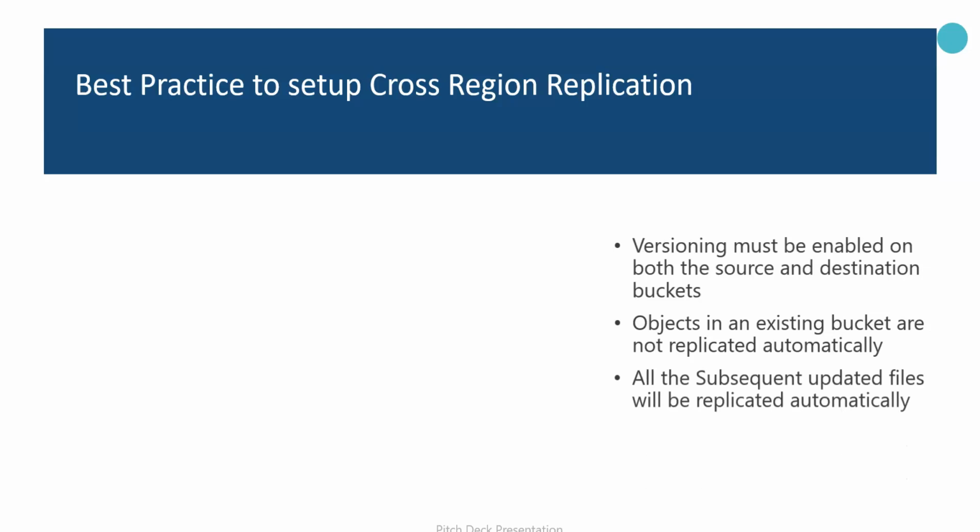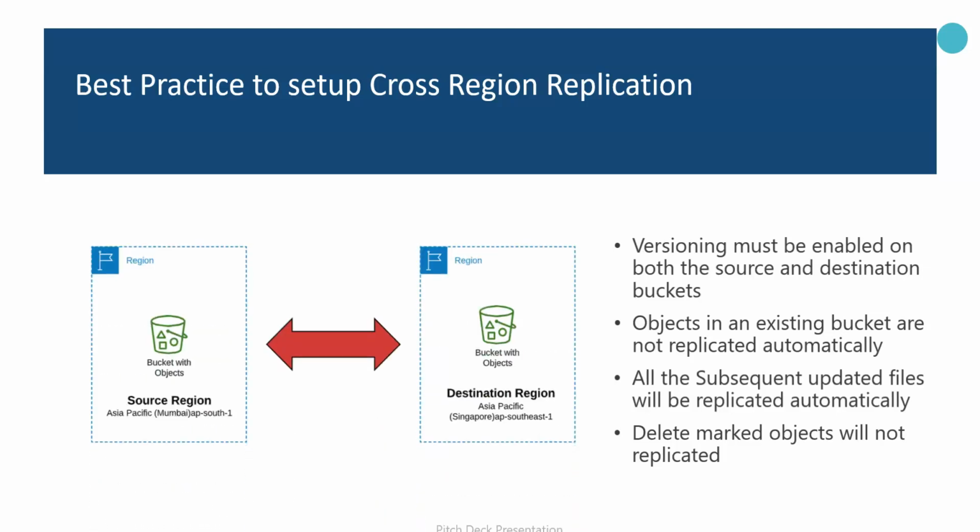Third, all the subsequent updates, if you are updating any live files, will automatically replicate to the destination bucket. If you delete any file, the delete marker will not be replicated to the destination bucket. This is an example with the diagram. You have a source bucket in Asia Pacific and you need to replicate your data into the destination bucket, which is in the Asia Pacific Singapore region.